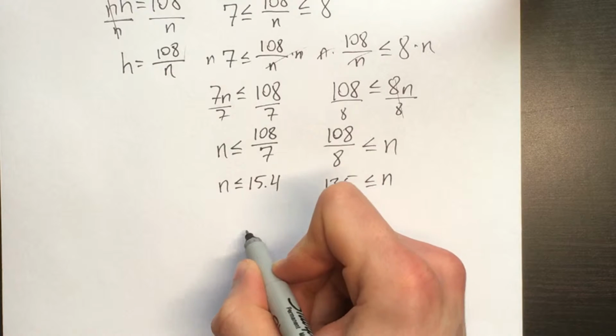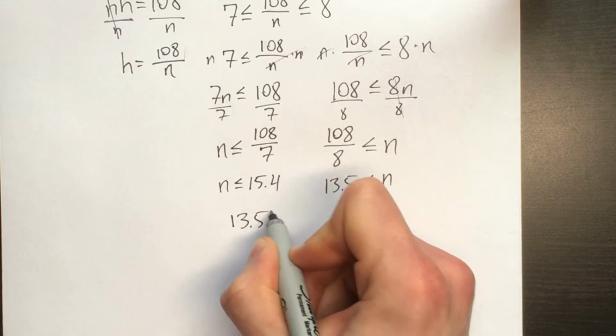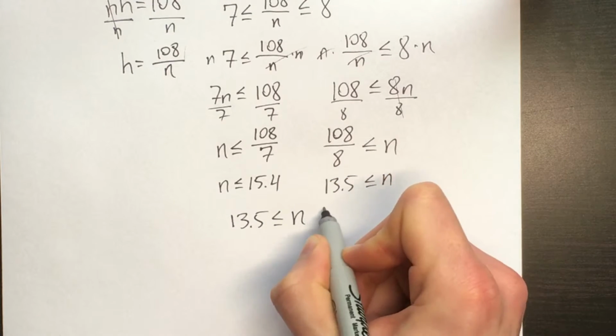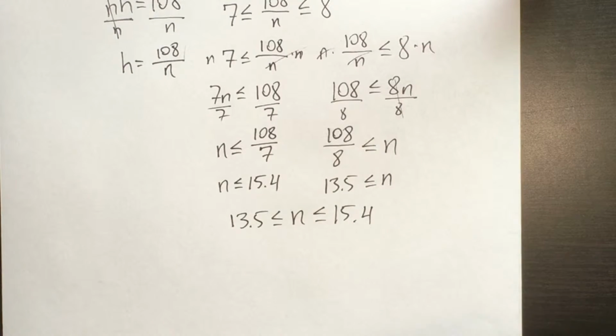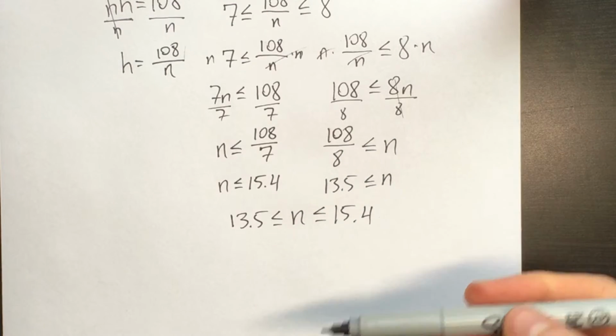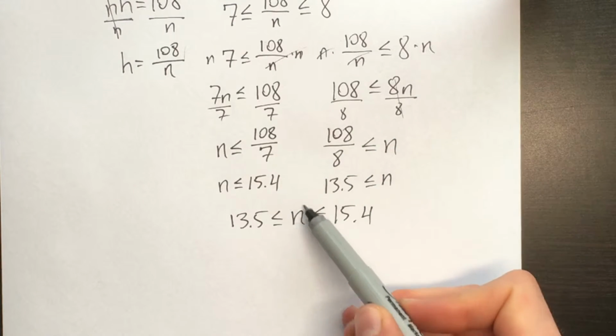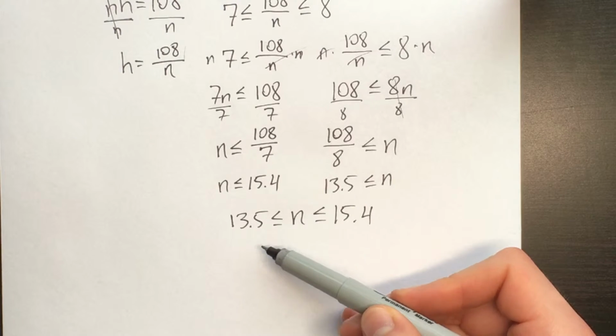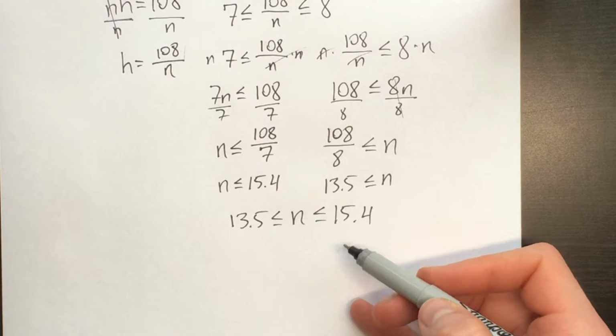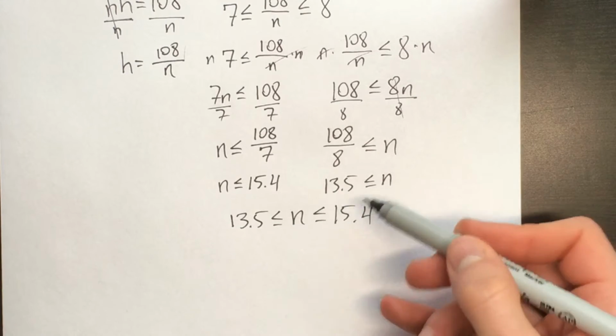So we know that n has to be larger than 13.5, but smaller than or equal to 15.4. Now let's return to our central idea here. We know that n is our number of steps. We can't have 13.5 steps, and we can't have 15.4 stairs. So how do we work through this?